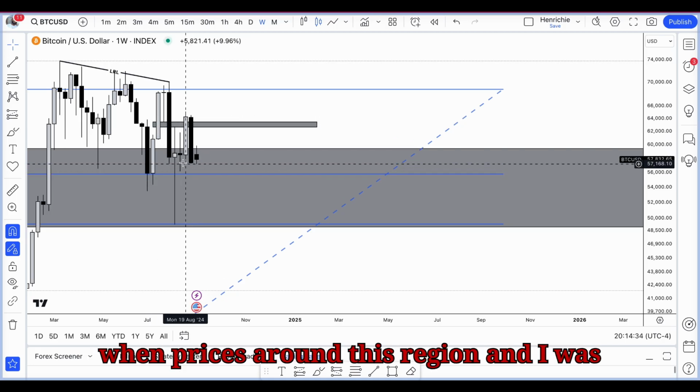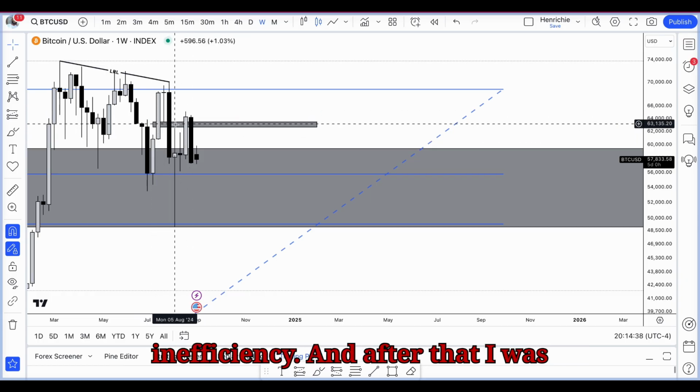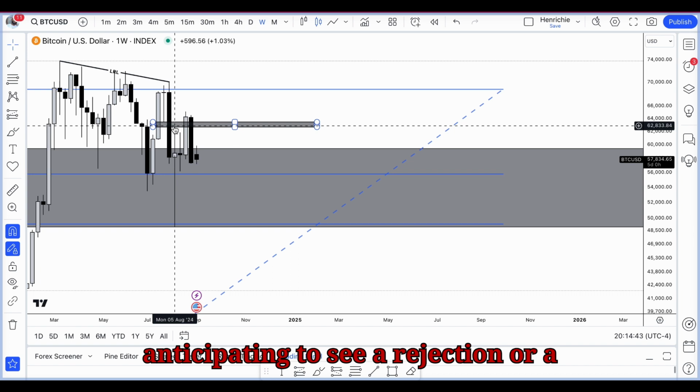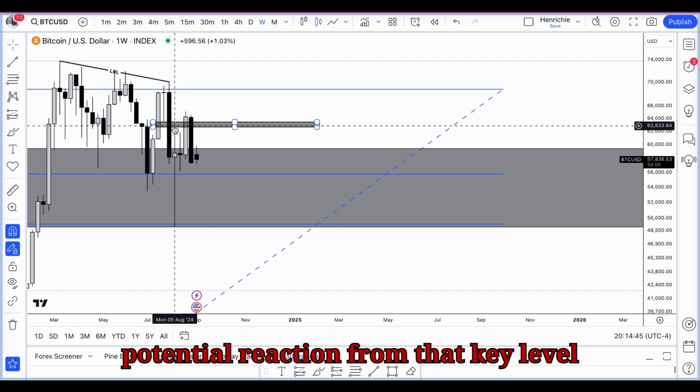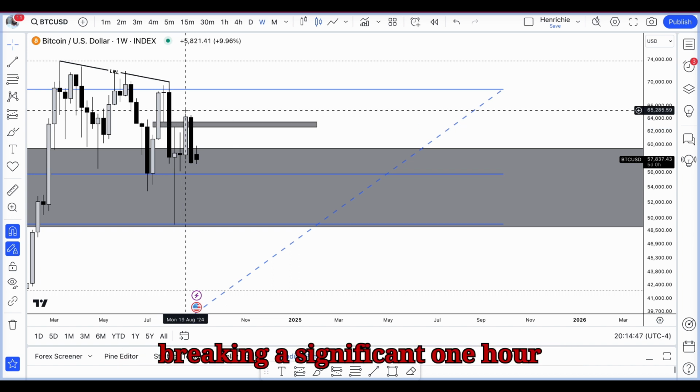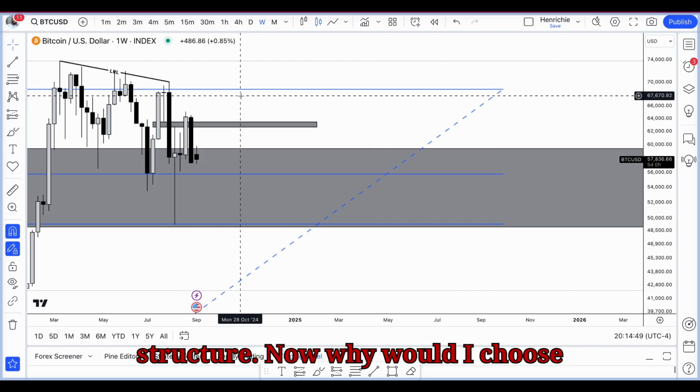So I marked this out when price was around this region, and I was anticipating for price to draw into that inefficiency. And after that, I was anticipating to see a rejection or a potential reaction from that key level, breaking a significant 1 hour structure.